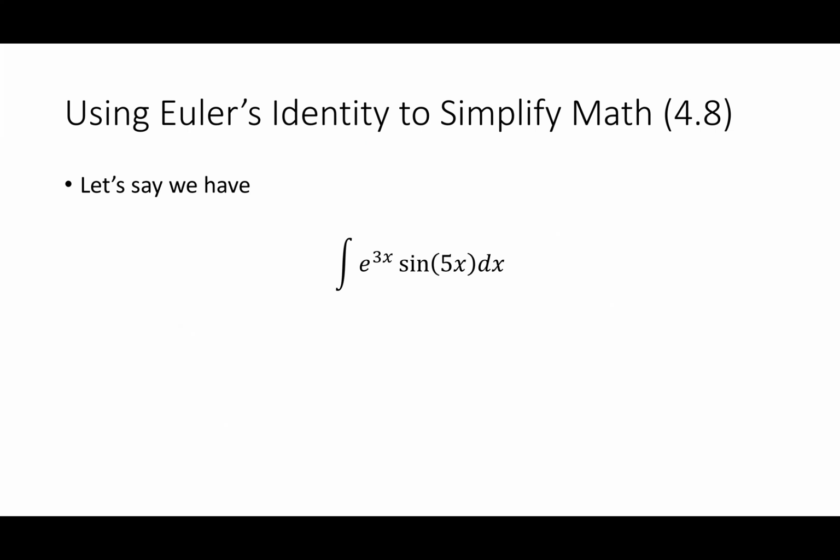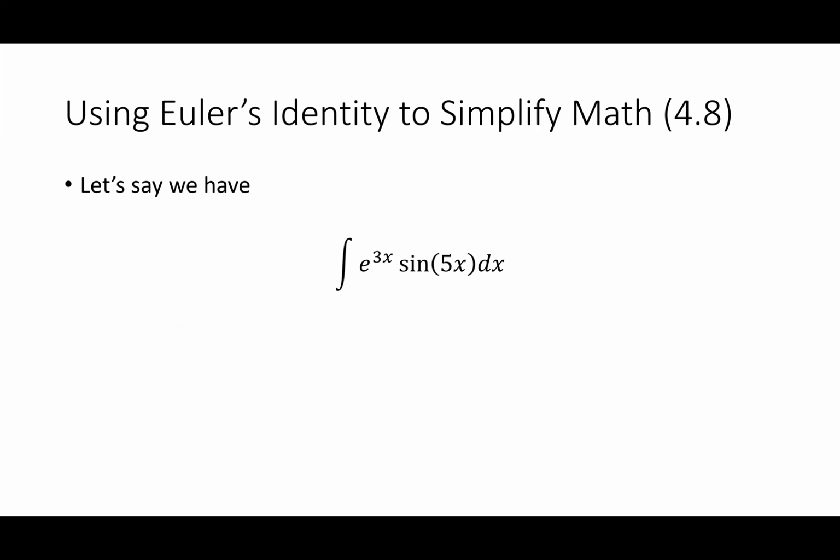So we said one of the benefits of complex numbers is it allows us to simplify a lot of the math that we do, which again isn't always all that obvious. We'll see it more as we go through the semester. So let's say I give you this integral, e to the 3x sine 5x. We're going to have integrals like this later when we get into things like Fourier series.